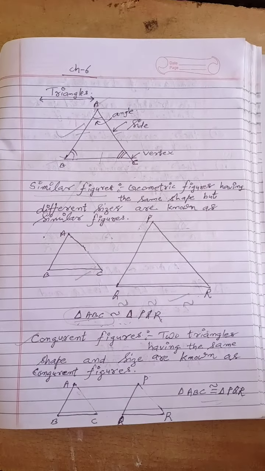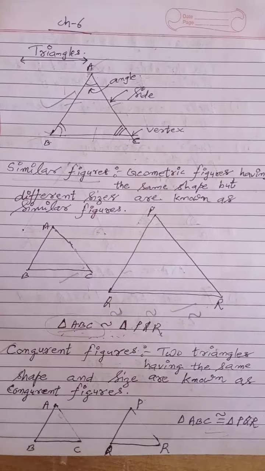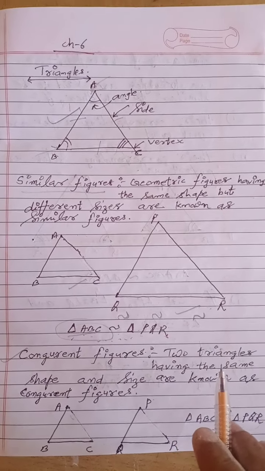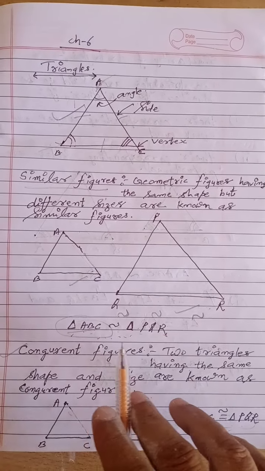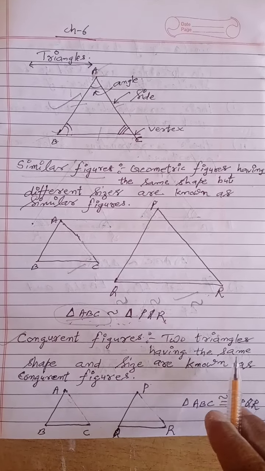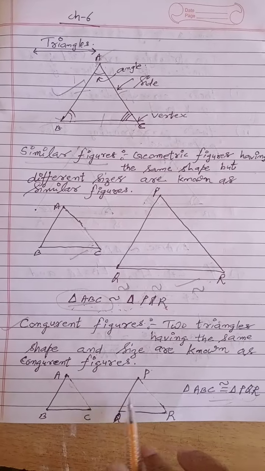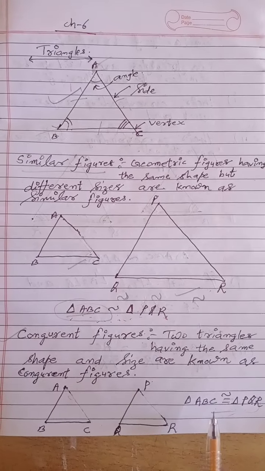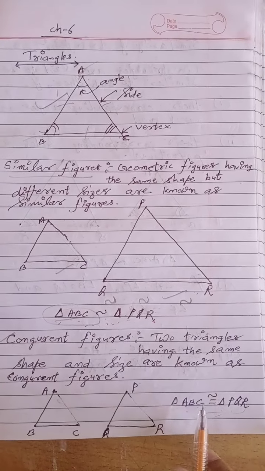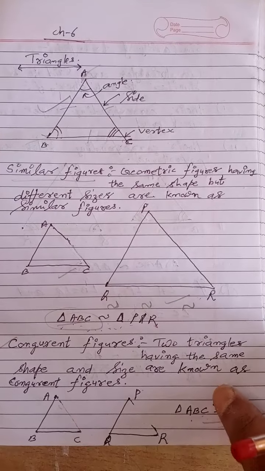Now we studied congruency in class 9, so we are revising it. Congruent figures: two figures having the same shape and same size are known as congruent figures, and they are exactly the same, and we can write triangle ABC congruent to triangle PQR.